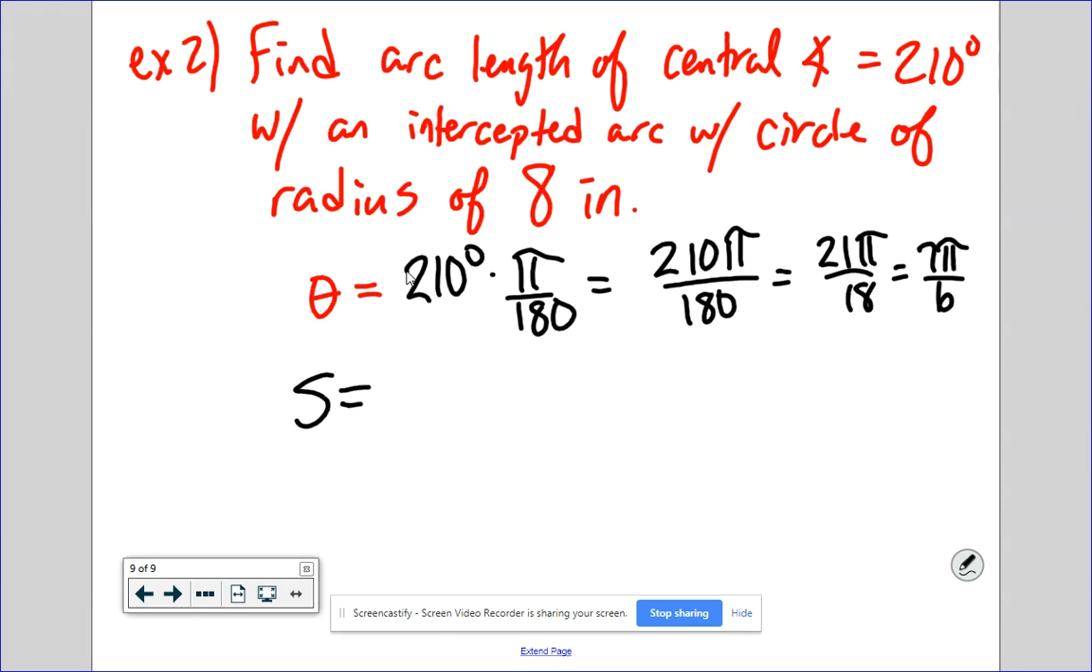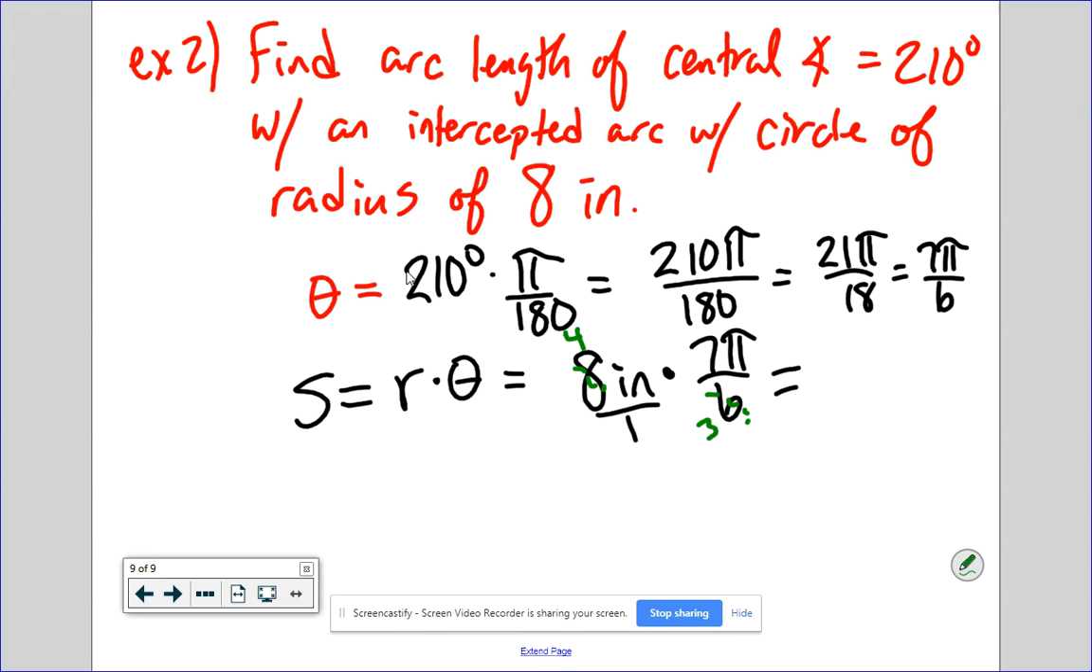Then again, r times theta. Radius is 8 inches times 7 pi over 6 radians. Now, can I simplify it at all? Cross simplify here. You don't have to. Could I simplify this to a 4 and that to a 3? Yeah. If you don't simplify, you get 56 pi over 6, which then you can divide both by 2, and you get 28 pi over 3.